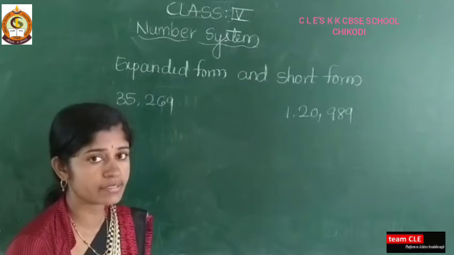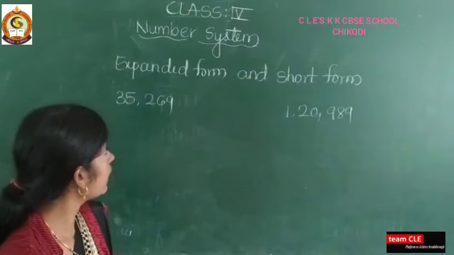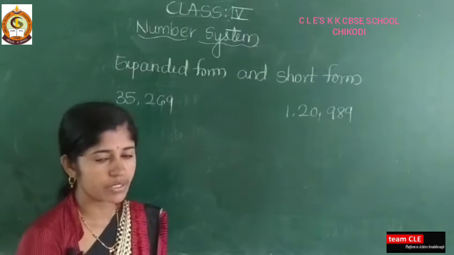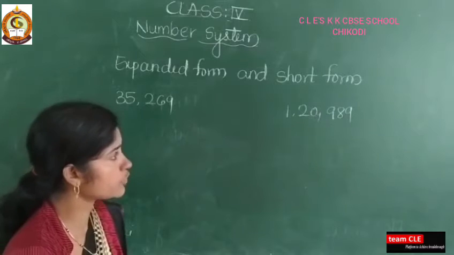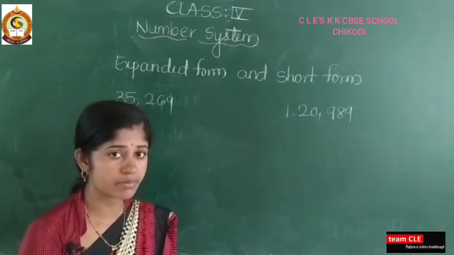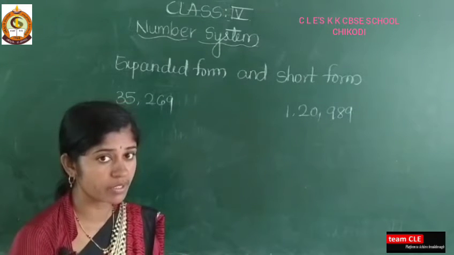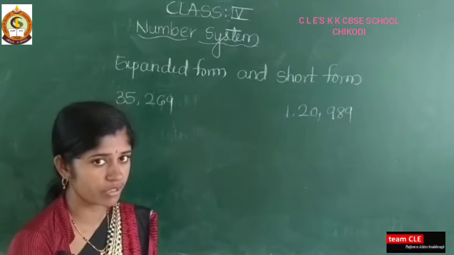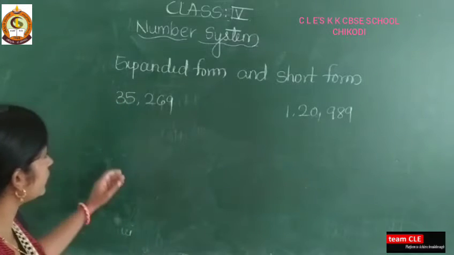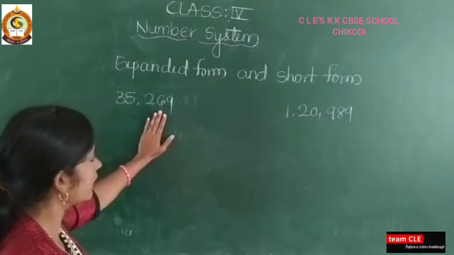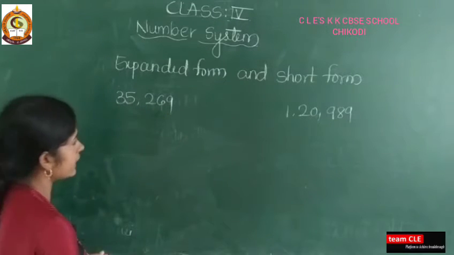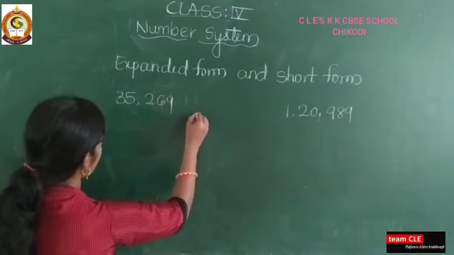Already you know we are discussing chapter number 1, and that is the number system. So in today's class we are going to learn about expanded form and short form of the numbers. Before this you have to know the place value chart, place value and face value of the number. So I took one example here, and that is 35,269. Let us write that number in the place value chart once.